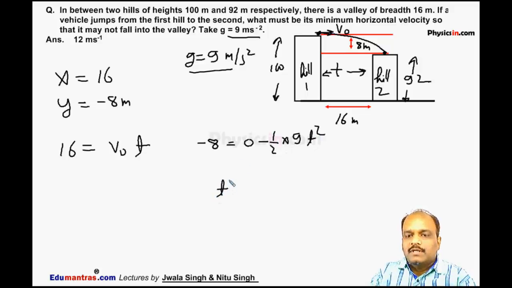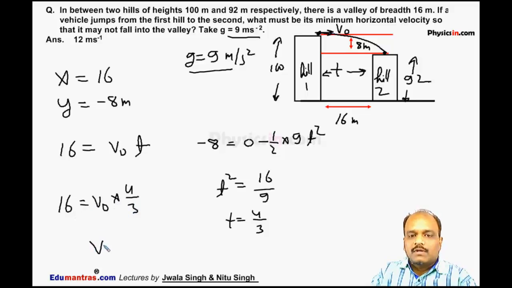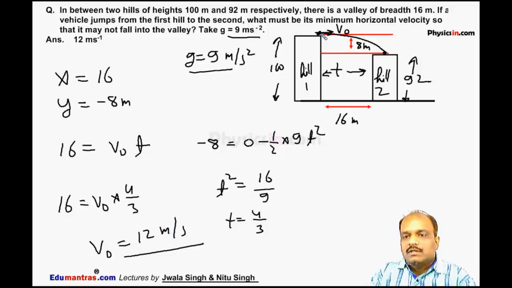So from here we get t square is equal to 16 by 9, or t is equal to 4 by 3. So if I substitute the value of t here, we get 16 is equal to v0 into 4 by 3, or v0 is equal to 12 meter per second. So the speed of the vehicle is 12 meter per second. This is the minimum speed.